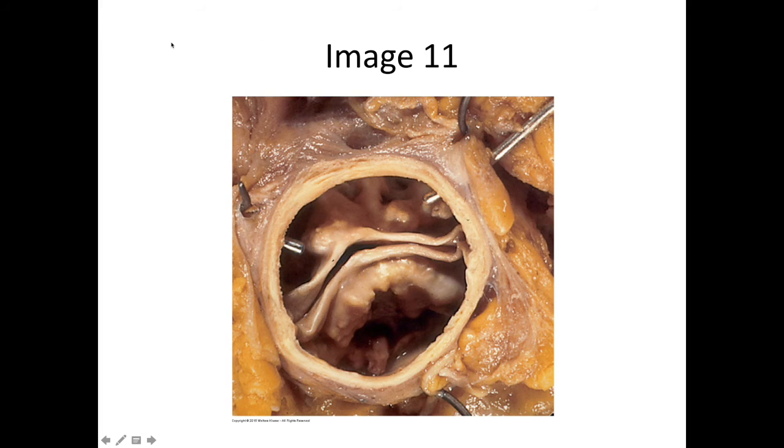Image 11 is going to be a form of aortic stenosis. So we're looking at aortic stenosis here. And recall that there are a couple of different types of aortic stenosis out there. What we're looking at here is a congenital aortic stenosis in which we have a bicuspid aortic valve. Now, please realize and appreciate that aortic stenosis doesn't necessarily have to be congenital as it is in this case.